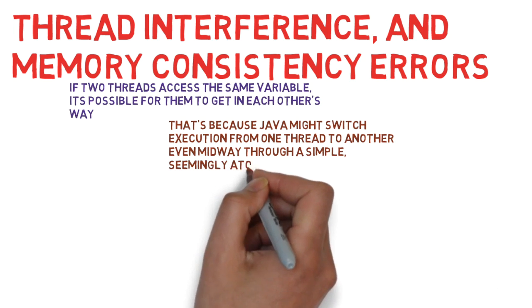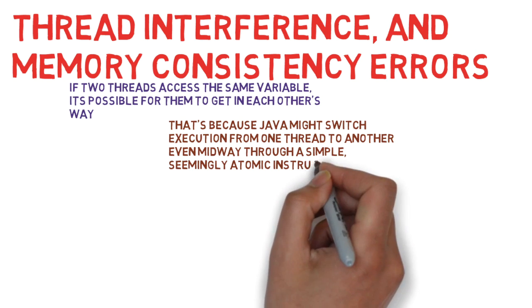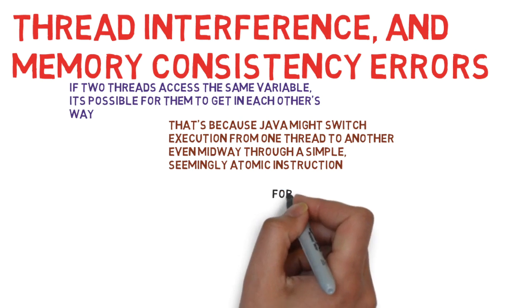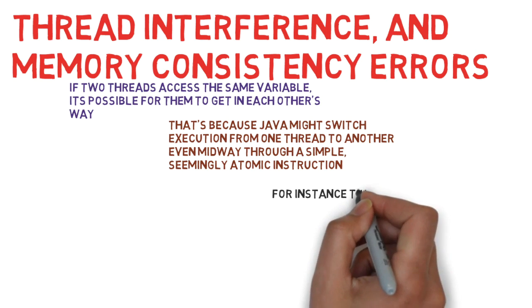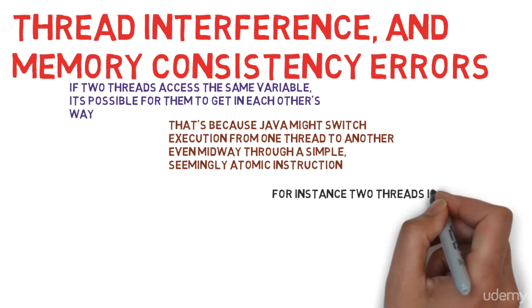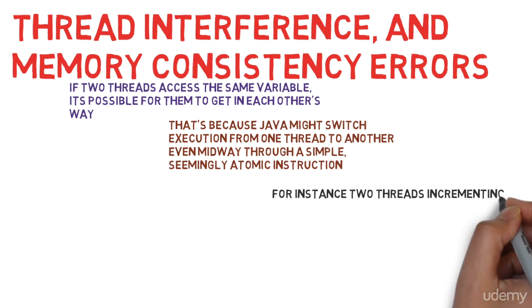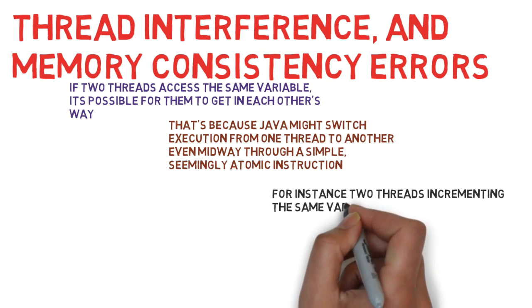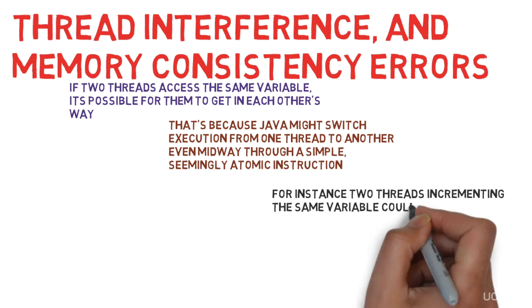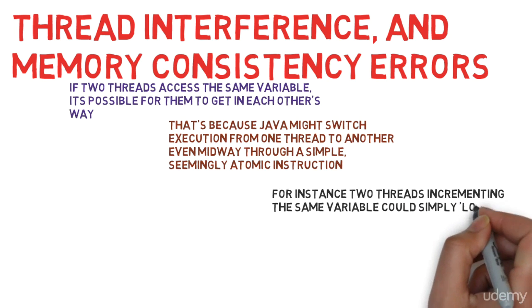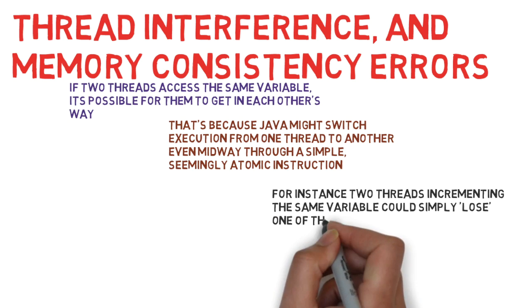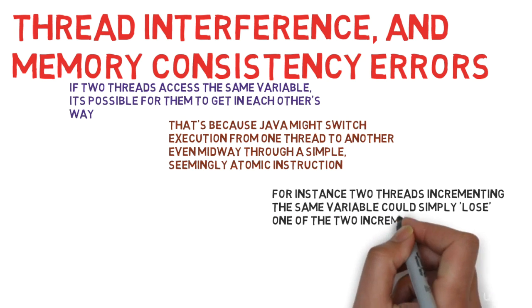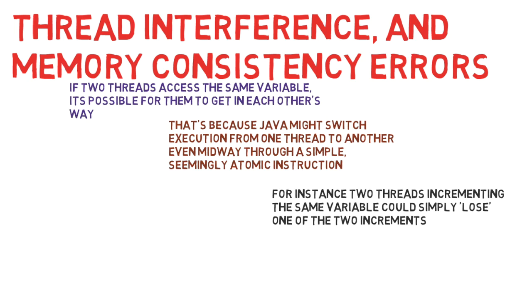This is actually 3 bits of code. You'll read the value, increment it, and write it back. It seems like an atomic operation, but it really isn't. So if you have two threads incrementing the same variable, it's totally possible that the increment that one thread has done is just lost. So say thread A comes in, it has read the value of a variable, it increments it, but before it writes it out into memory, Java has switched out thread A and switched in thread B.